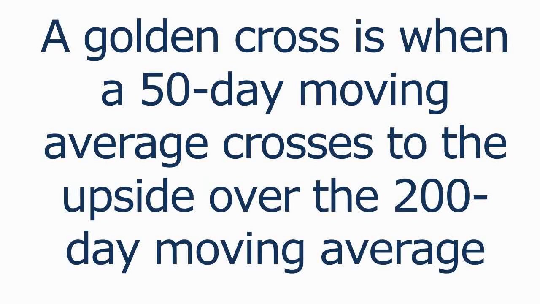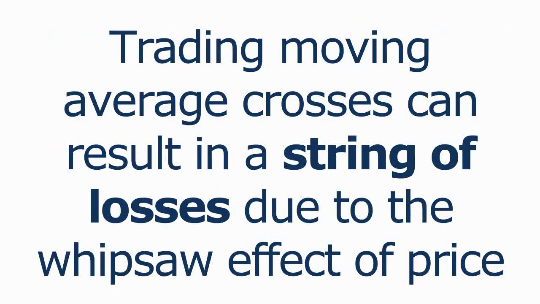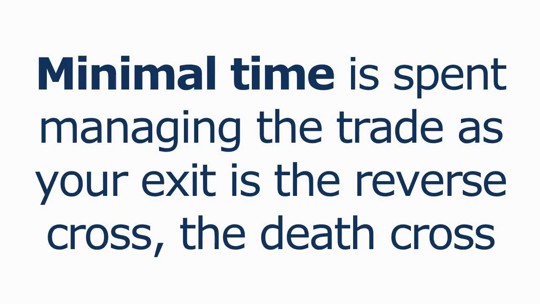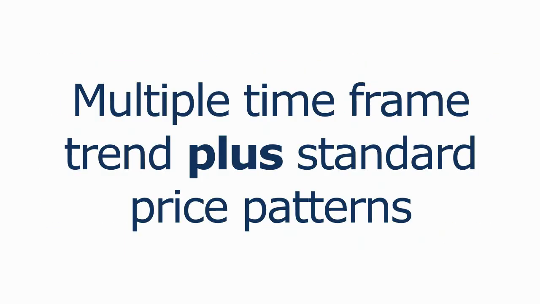All right, so let's wrap this up. A golden cross bullish signal is when the 50-day crosses to the upside over the 200-day. Trading moving average crosses can result in a string of losses due to the whipsaw effect of price. Minimal time is spent managing the trade, as your exit is the reverse cross, the death cross, if that's what you choose. And using the golden cross as a multiple time frame trend tool plus the use of standard price patterns, I think is a better way to trade with it.